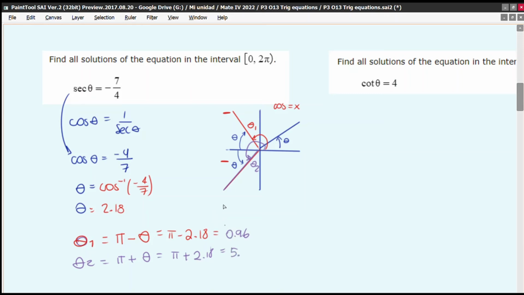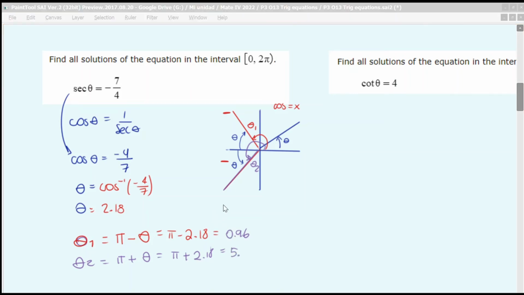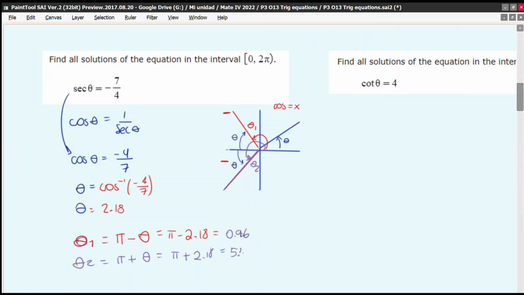Sorry about that. A little mistake in the calculator. I put sine inverse instead of cosine, so this is actually 5.32. That makes sense because this is pi, which is 3.14, plus 2.18, so 5.32. So these are my two possible solutions, okay?